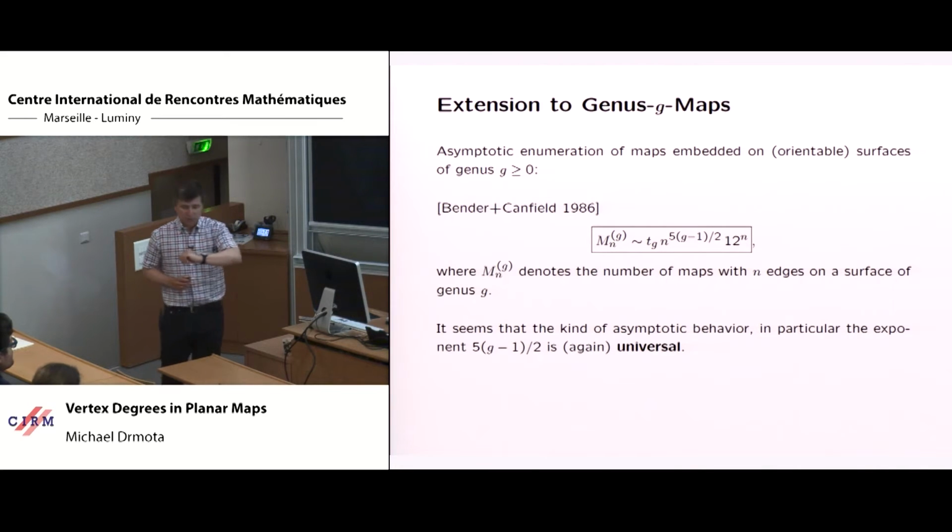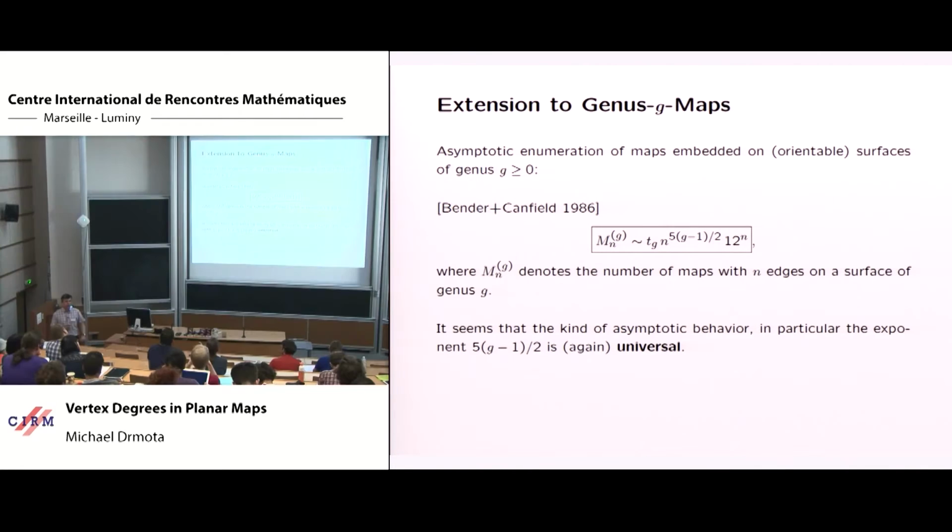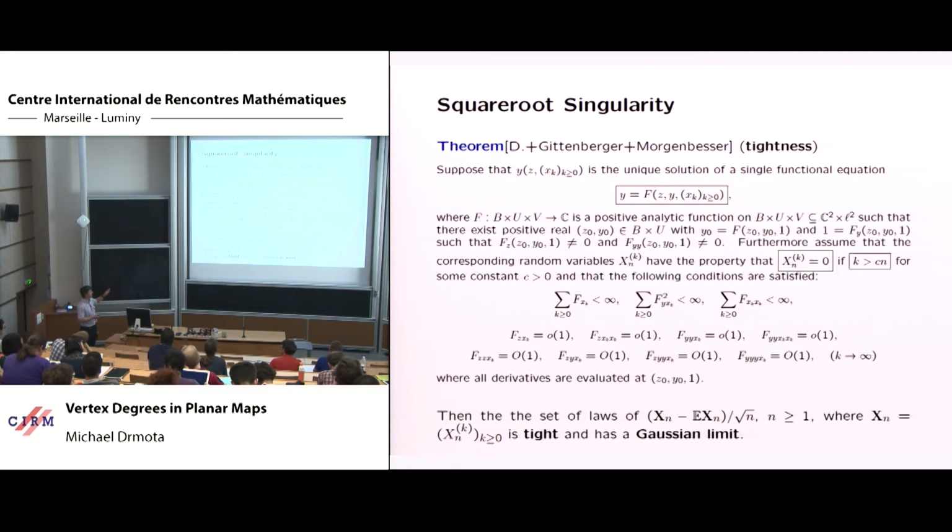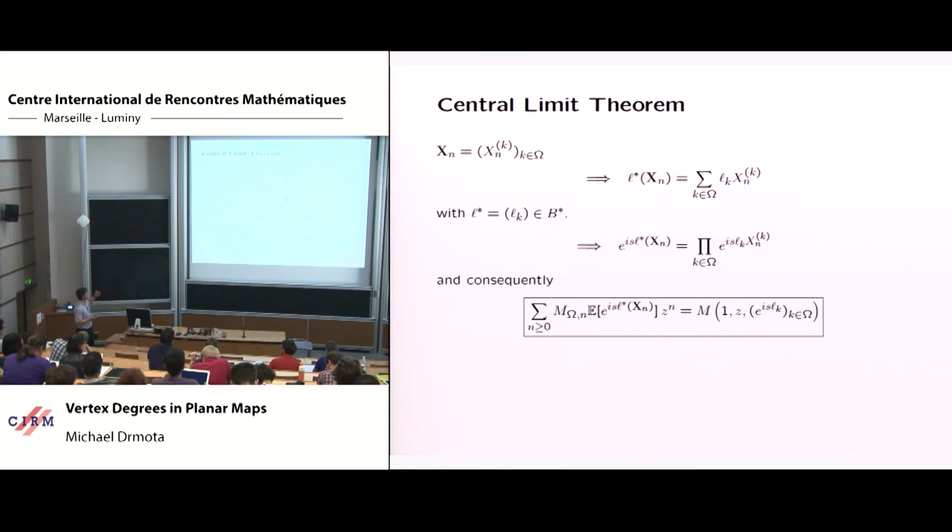Okay, so this is a short version of the ideas of the proof of theorem 2. I more or less stick to the bipartite case because it was easier to present. In the general case, everything is slightly more involved, also this tightness part.